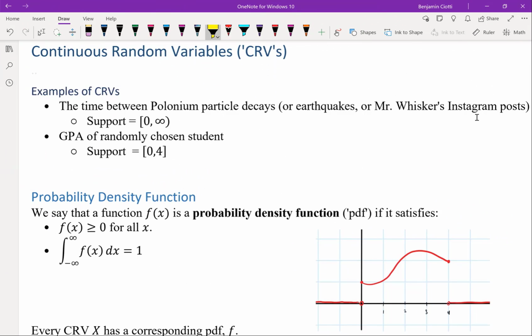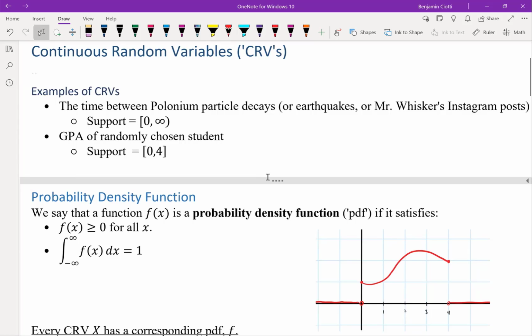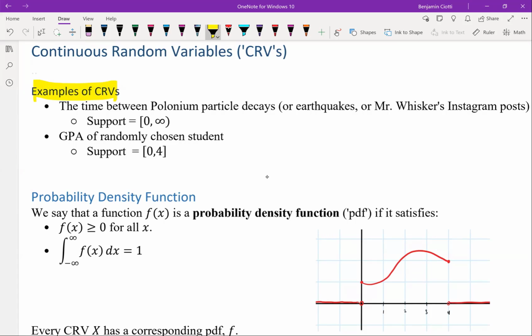What is a continuous random variable? Well, a continuous random variable is a random variable that can take on a continuum of values. Their support is generally an interval or a union of intervals. Here's some examples of continuous random variables.